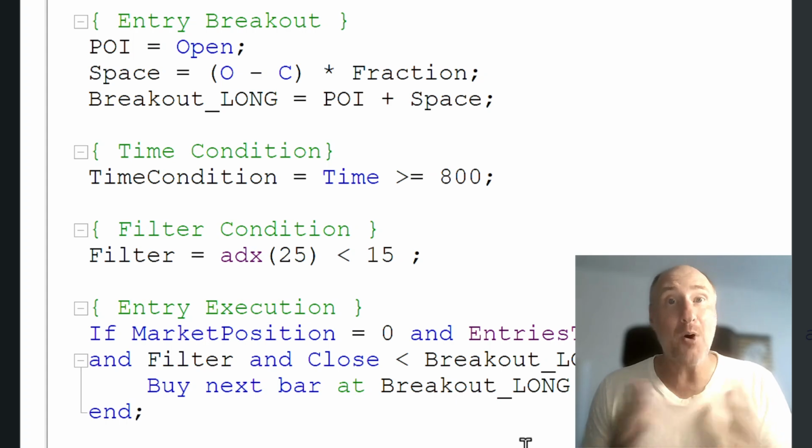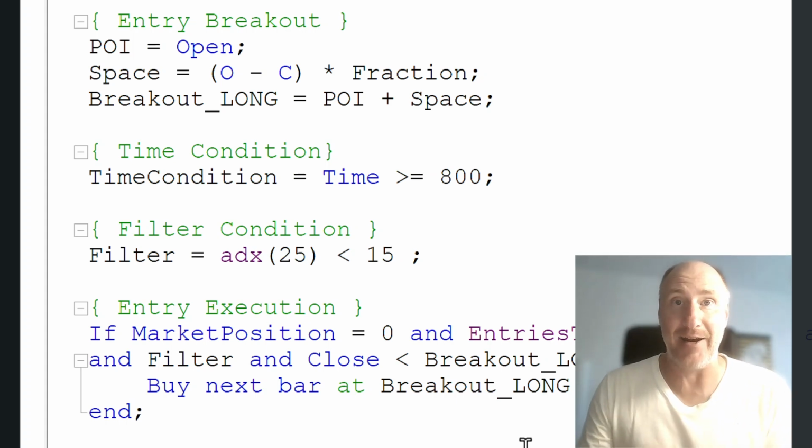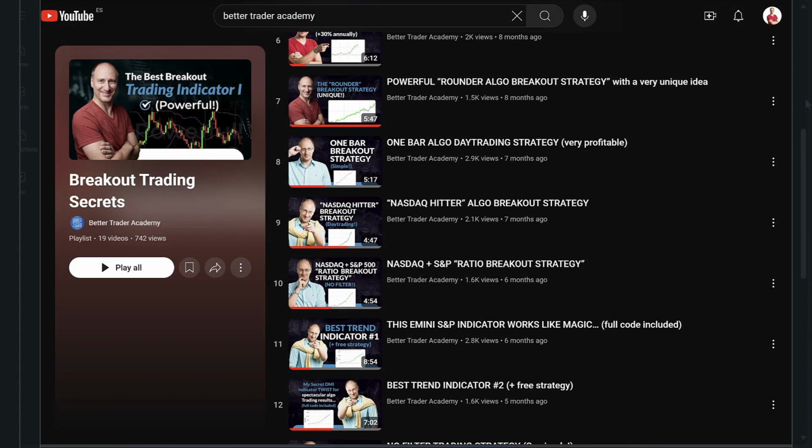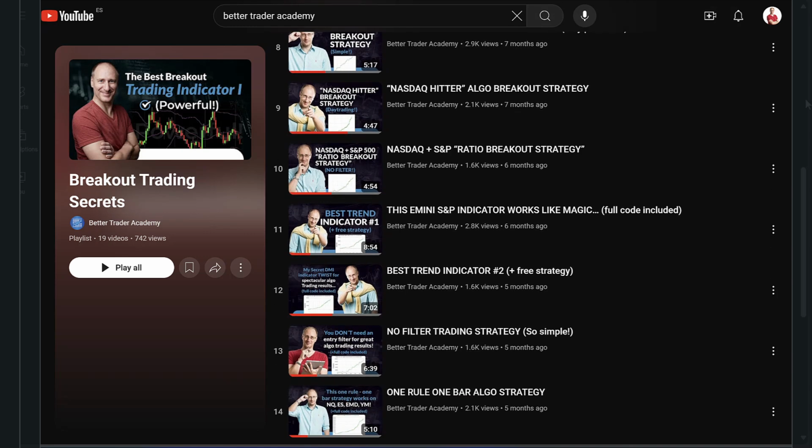Next, we need some filter to filter as many false breakout entries as possible. And one of my most favorite filters ever is the ADX indicator. I've already used ADX in my past strategy examples, and I plan to keep using ADX in upcoming examples again.